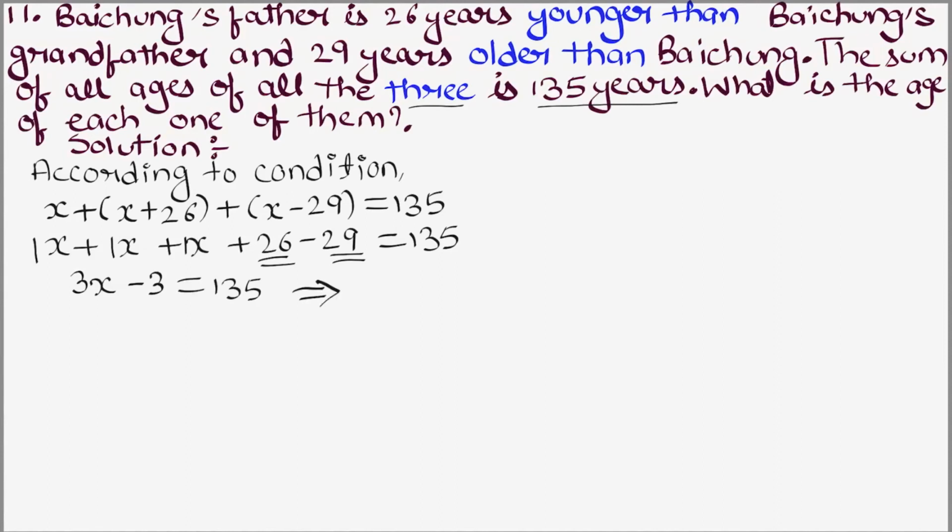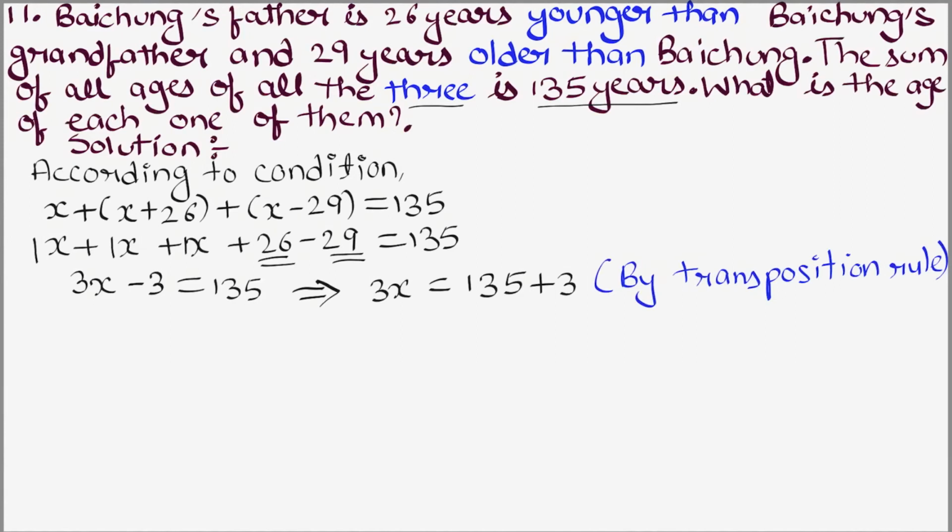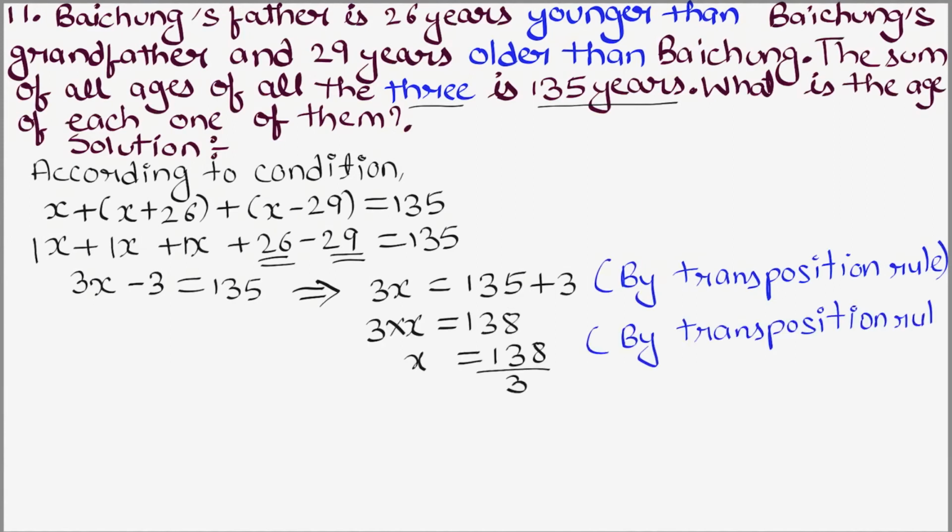Now by transposition rule, minus 3 goes to the other side as plus 3, and 3 is multiplied with the variable, so on the other side of the equation it is divided. So 3 ones are 3, 3 fours are 12. We are left with the remainder as 1. So 1 plus 8 is 18. So 3 sixes are 18. So we have the value of X as 46 years.